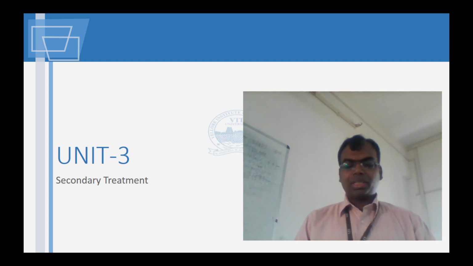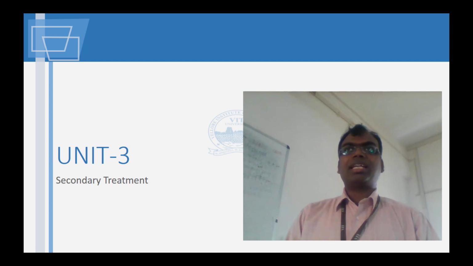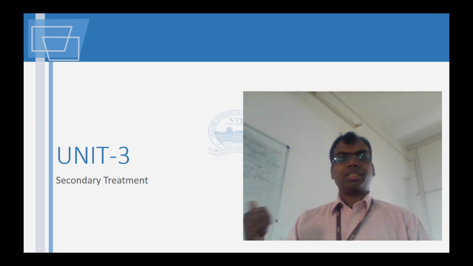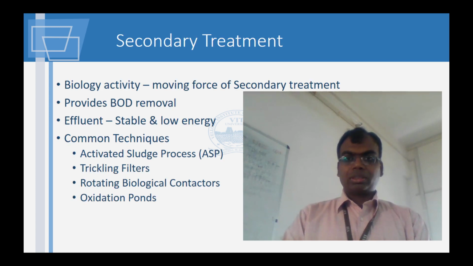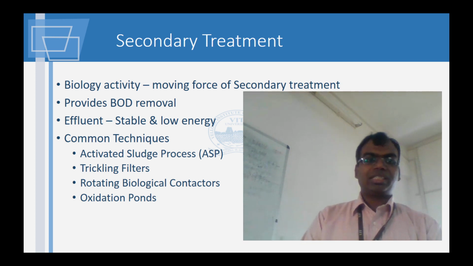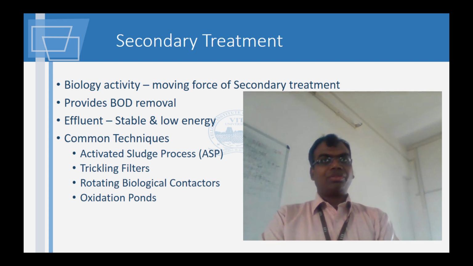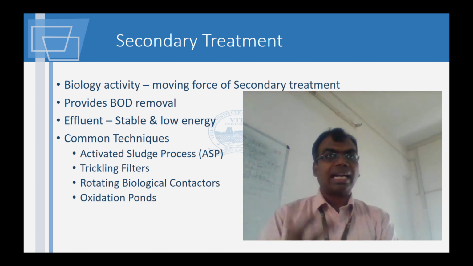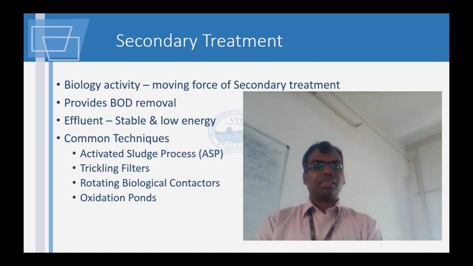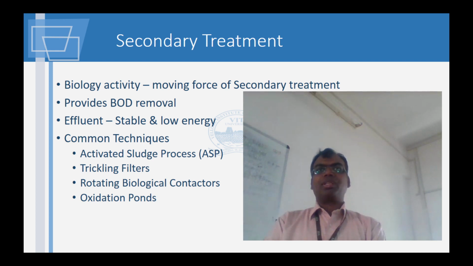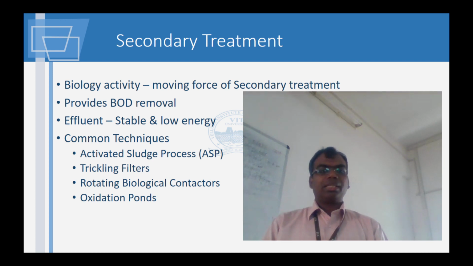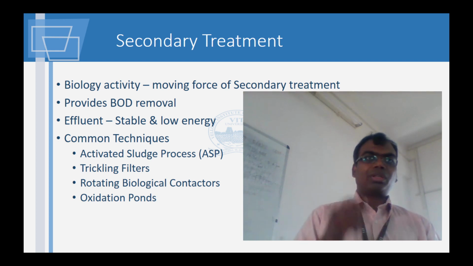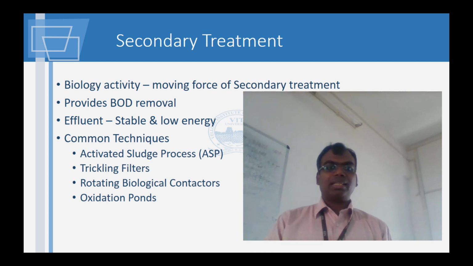If you look at any standard handbook of wastewater engineering, they give this definition. Secondary treatment has biological activity as the moving force. Moving force means what actually does the work: biological agents. Then it provides BOD removal. Whatever requires biochemical oxygen demand for oxidizing is taken care of by secondary treatment. Then the effluent, whatever goes out of the secondary treatment, is stable.